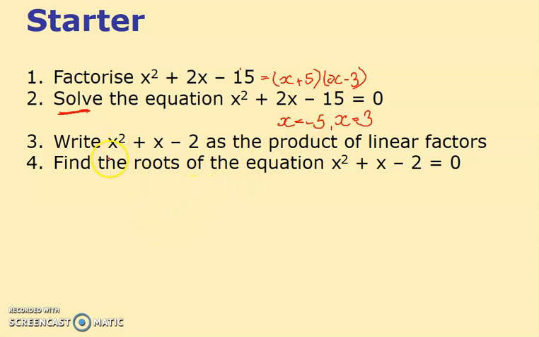The second thing is, what's it say? It says write x squared plus x minus 2 as the product of linear factors. So the only difference here, rather than just saying factorise, it says write it as the product of linear factors. It means they're the same thing. It's just another way of saying factorise. So just get used to that line. Product of linear factors are factorised.